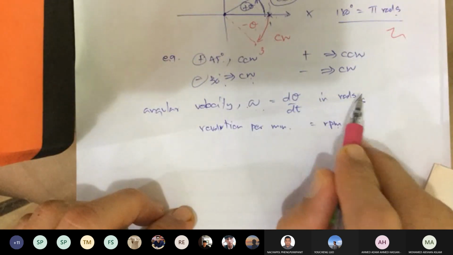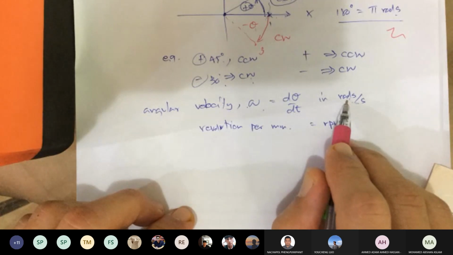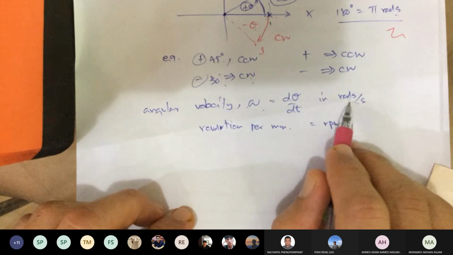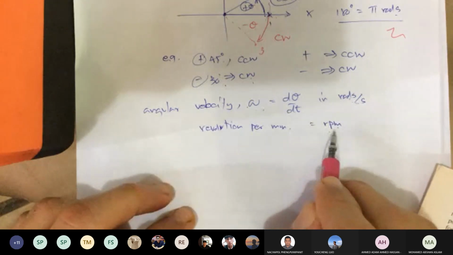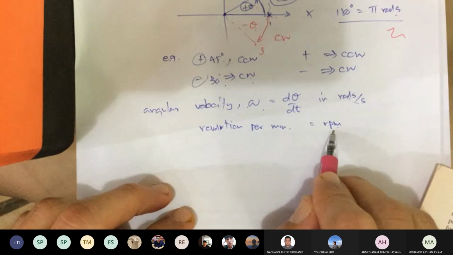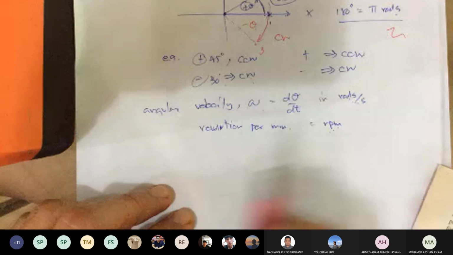If I tell you, hey, I'm moving 1 radian per second, you have no idea, unless you're really comfortable with that unit. But here, most regular people would know 1 RPM, 2 RPM, 10 RPM. You have an idea.